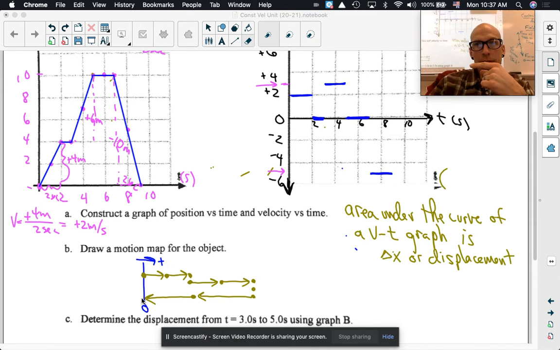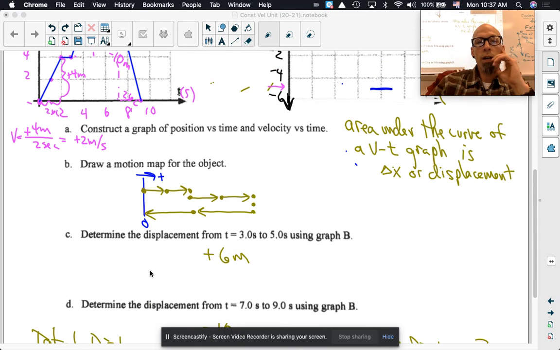But again, in the negative direction. Okay? Negative direction at 5 meters per second. Longest arrows. I hope that makes sense. So we have all 5 sections represented. There's section 1, section 2, section 3, section 4, and lastly, section 5. Those are the 5 sections.